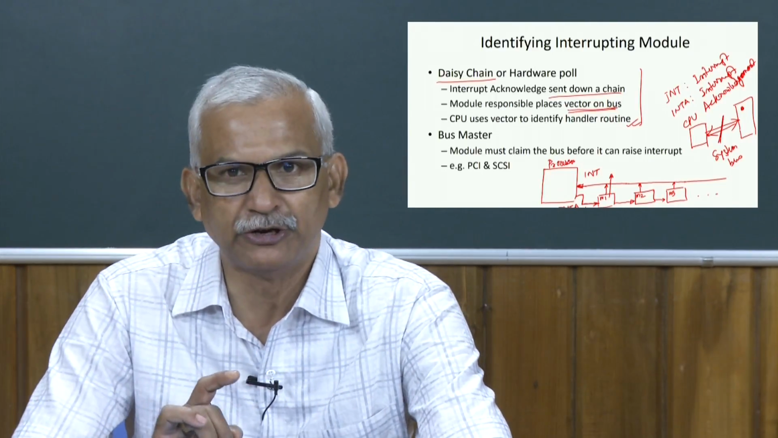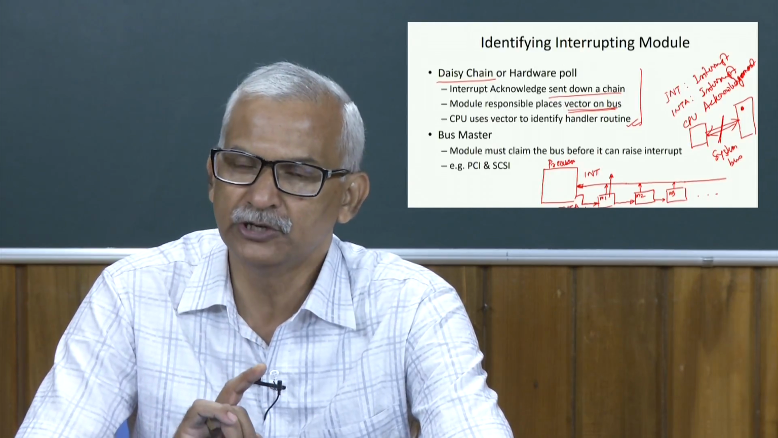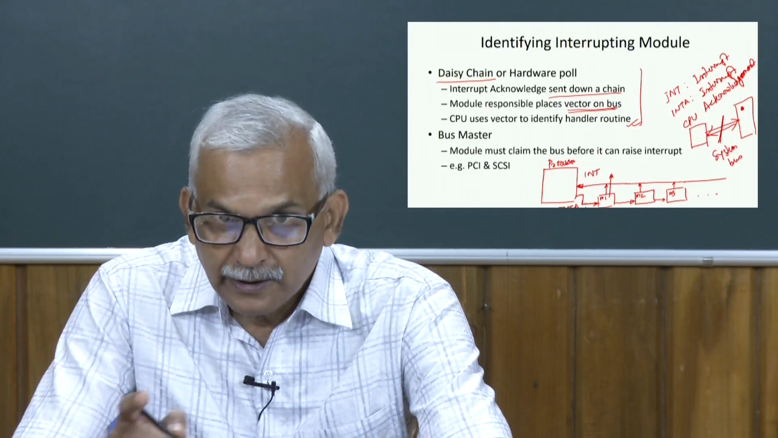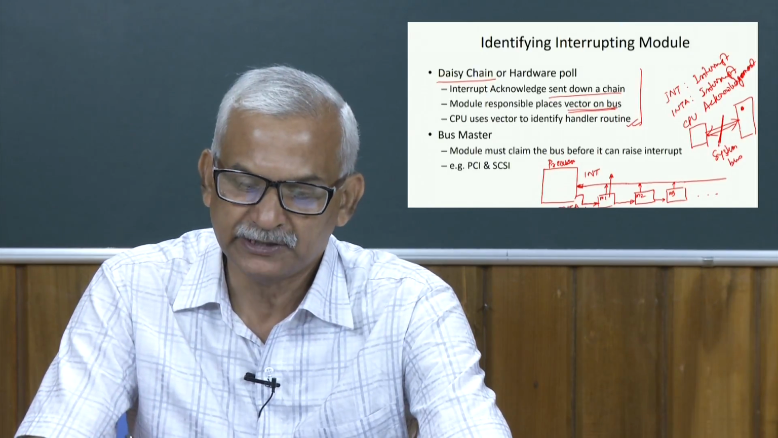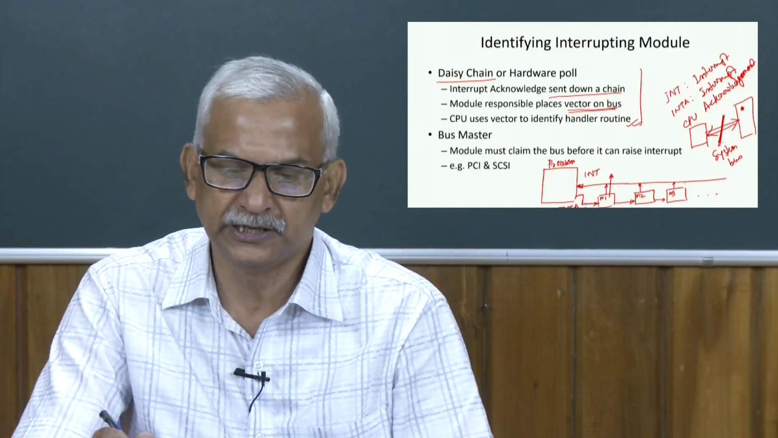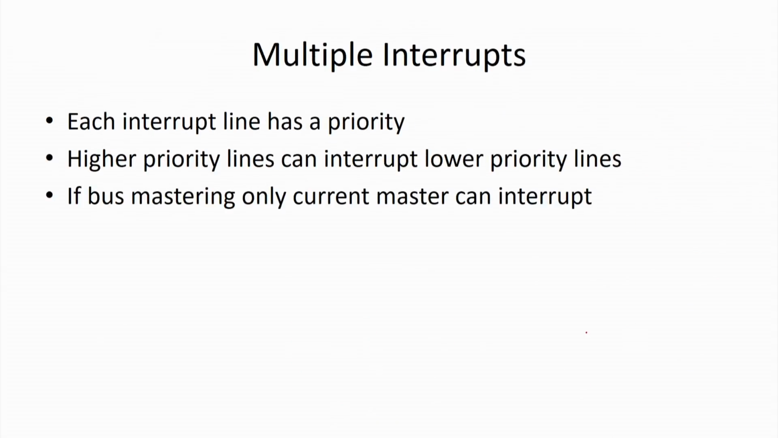So, it is now unique; only one device which has got the bus can raise the interrupt, because through the bus master we are going to get control of the bus. This system bus will have control with only one device, and with the help of this we are going to identify which module is going to give the interrupt. So, these are the ways that we have.